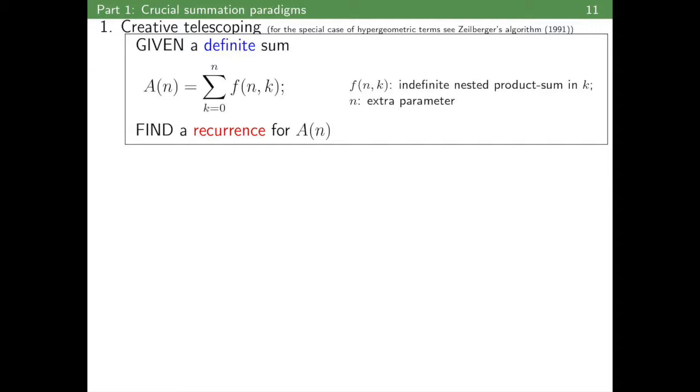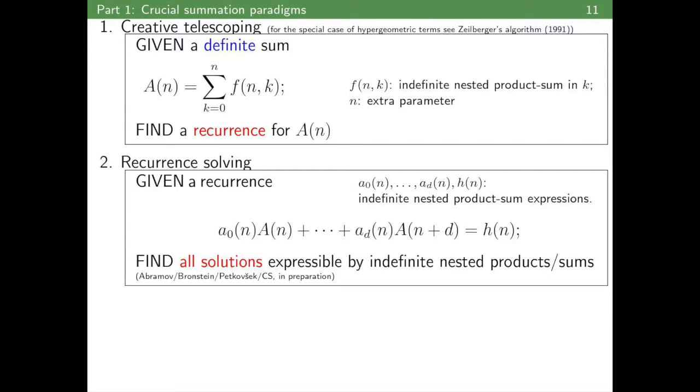And given such a definite sum, I try to hunt for a recurrence by the creative telescoping paradigm, which originally was introduced by Doron Zeilberger. He was here also last year. I have seen him in action. I looked a bit at the movies. So you have seen his lively style.